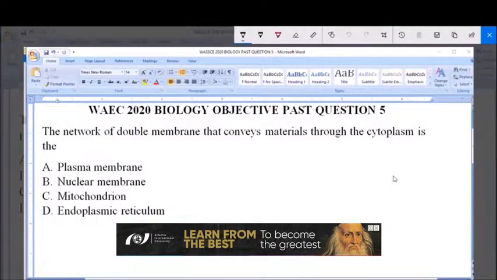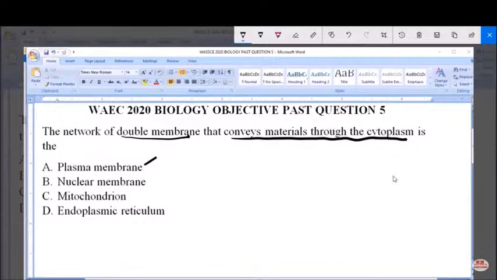Hello and welcome. I'm going to be answering WAEC 2020 Biology Objective Past Question 5. The network of double membrane that conveys materials through the cytoplasm is the A. Plasma membrane, B. Nuclear membrane, C. Mitochondrion, D. Endoplasmic reticulum. So we're asked for what's a network of double membrane that conveys or transports material within the cytoplasm is called. So let's look at each of the options and see what they mean and what they stand for and what the function is.